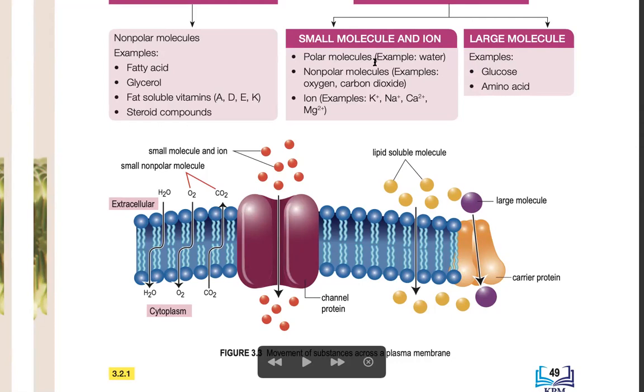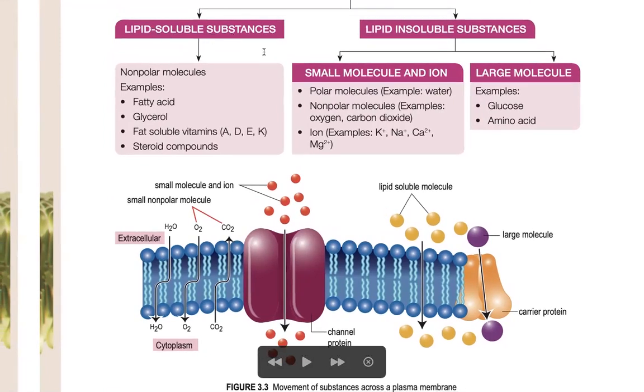So they are polar molecules. Example dia adalah water. Water will use the phospholipid bilayer, sama macam lipid soluble substance. Water ni special sikit, dia akan guna phospholipid bilayer. And the process where the water gets in or out of the cell using the phospholipid bilayer is called osmosis. Nama proses yang mana air bergerak keluar masuk menggunakan phospholipid bilayer is called osmosis.